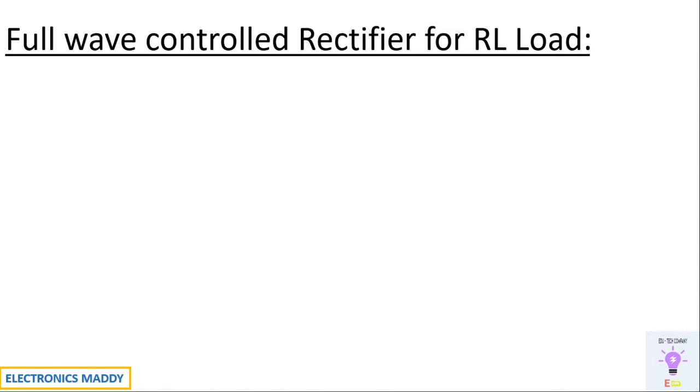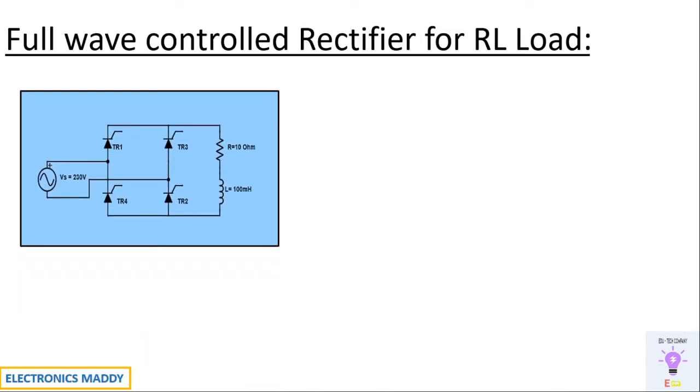Alright, let's get started. This is the circuit diagram of a full wave control rectifier for RL load. A rectifier is basically a device that is used to convert AC to DC, whereas we are using thyristors, which are basically controlled devices. As a result, we will be calling this a control rectifier. The type of load that we are using for experimentation here is an RL load.